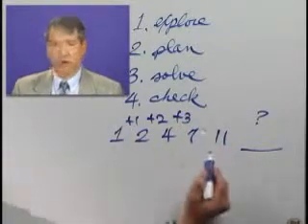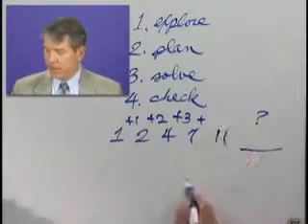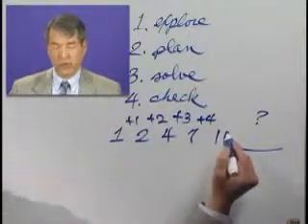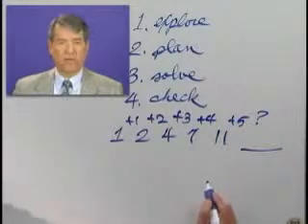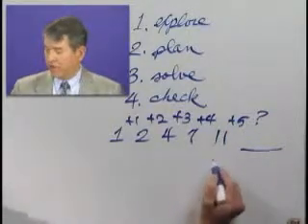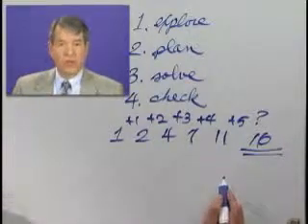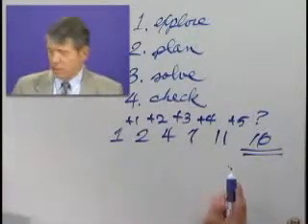Once you see that there's a strong pattern, you can continue. 7 to 11 means you add 4. So the next step should be to add 5. 5 onto 11 gives you 16. The next number in the sequence of numbers is 16.